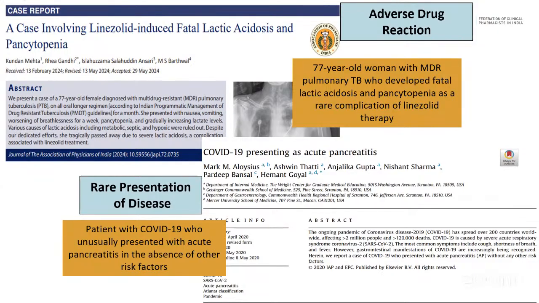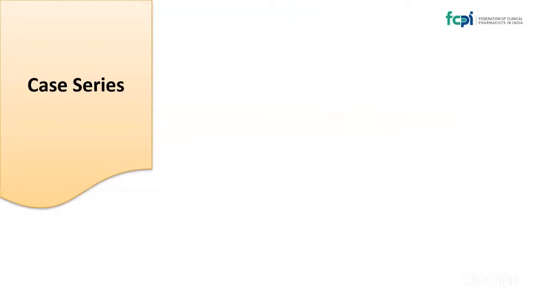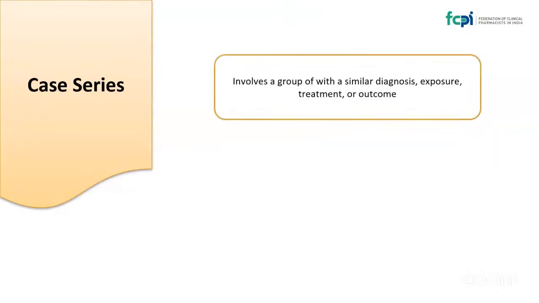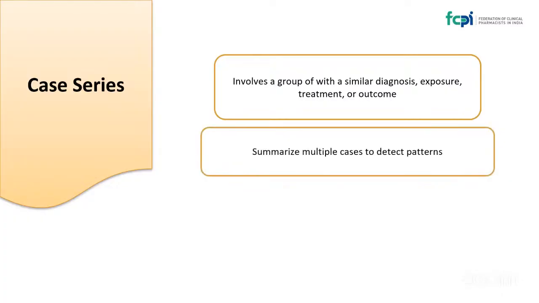Now, the second type of descriptive observational study is case series. A case series involves a group of patients who have a similar diagnosis, exposure, treatment, or outcome. The major difference between a case report and a case series is that a case report is the data of only one patient, and a case series summarizes multiple cases, which will detect a similar pattern to be analyzed.